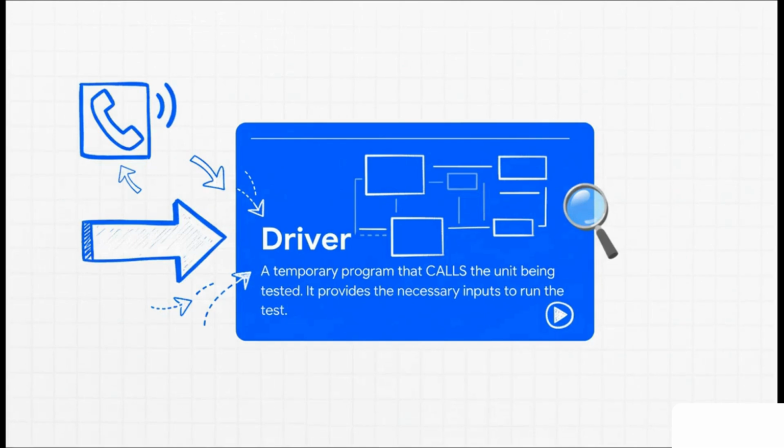A driver, on the other hand, is pretty much the exact opposite. It's a temporary bit of code that calls the unit you're trying to test. It basically pretends to be the higher-level part of the application that will eventually use your code, and its job is to give your unit the inputs it needs to run.